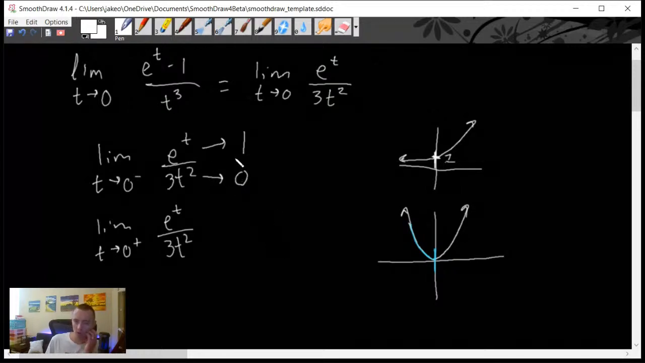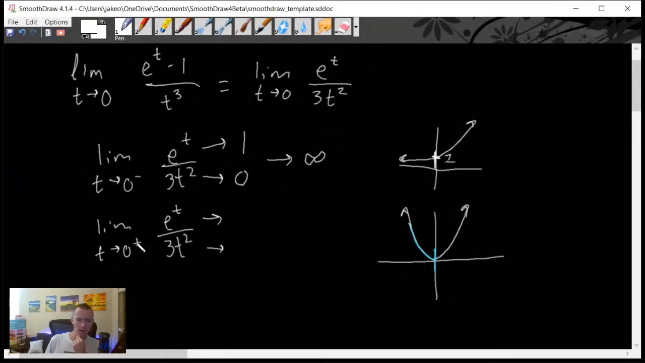So basically, if our numerator is getting closer and closer to a constant positive number, and our denominator is getting closer and closer to 0, what that means is the fraction as a whole, e to the t divided by this number that's getting closer and closer to 0, is going to approach positive infinity. Because if our denominator gets closer and closer to 0, we're dividing by a smaller and smaller number, and the fraction as a whole is going to get bigger and bigger. Since we know our numerator is positive, it's going to go to a bigger and bigger positive number, which is infinity.